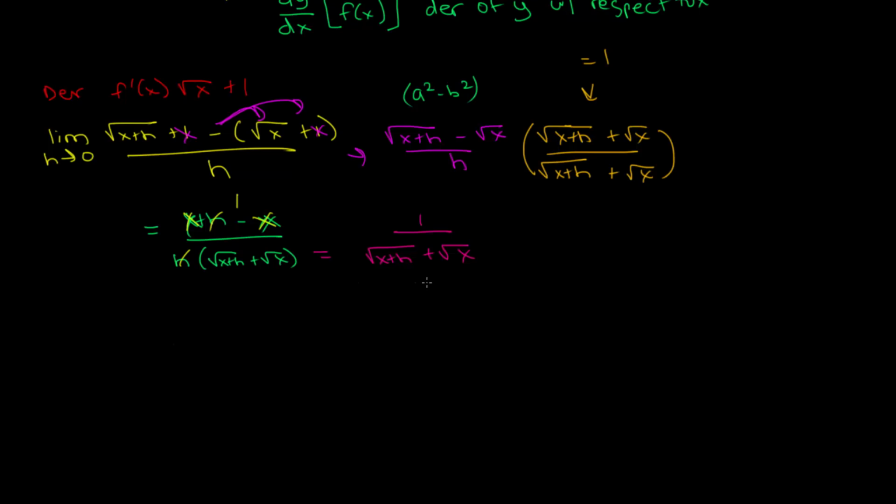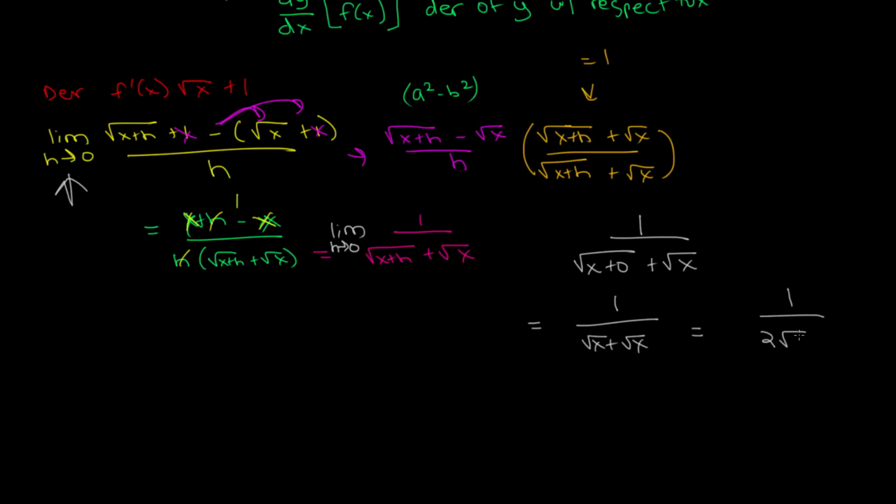But we are not done yet. We want to find the limit as h approaches 0. So limit as h approaches 0. And now we can use direct substitution without getting the indeterminate form. So that's what we're going to do. We're going to do 1 over root x plus 0 plus root x, which is equal to 1 over root x plus root x, which means that it's equal to 1 over 2 root x. And this is going to be our derivative, our little formula that tells us the slope for every x value.